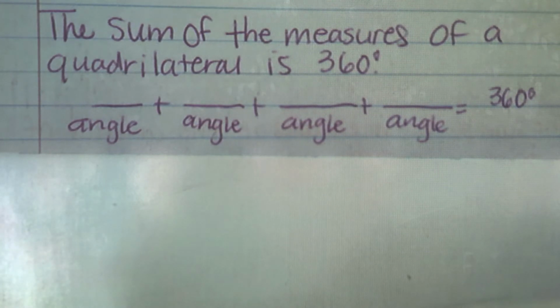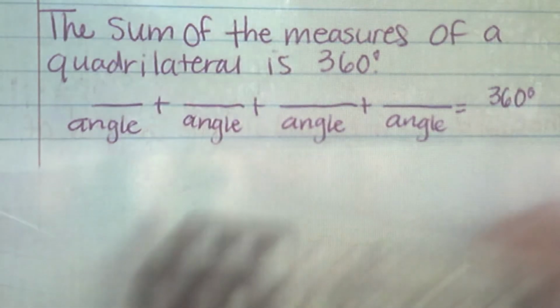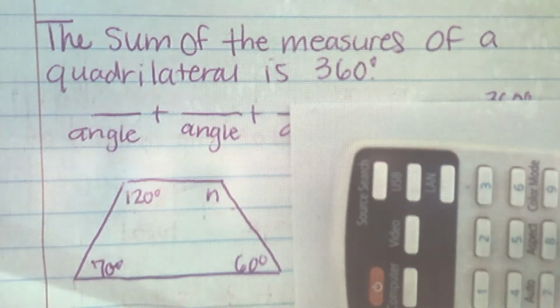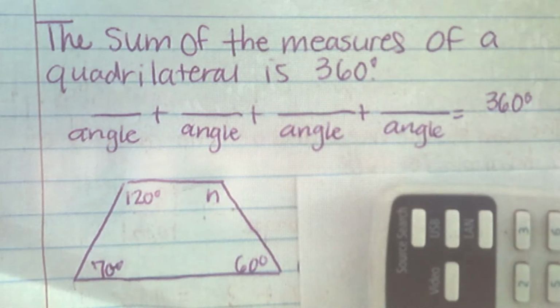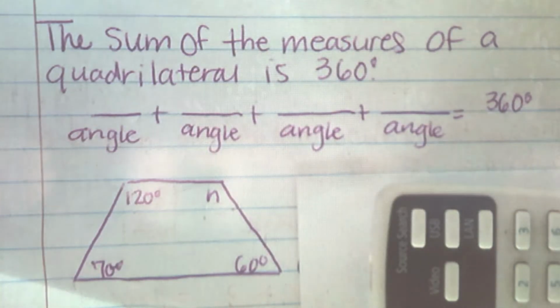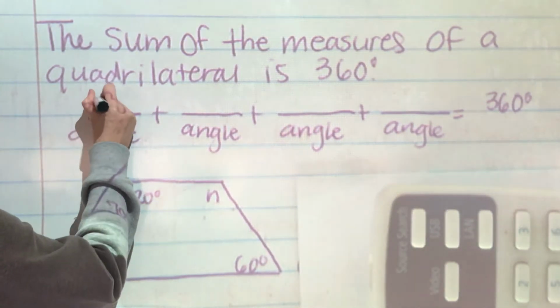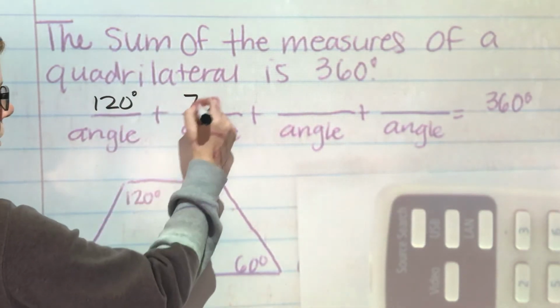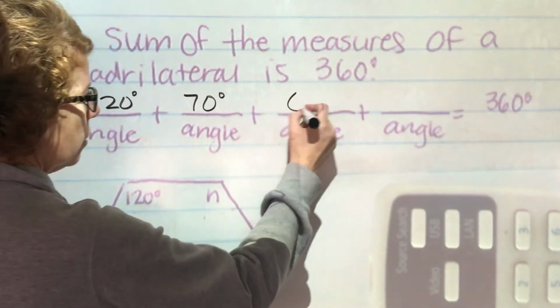We're going to do this the exact same way that you did the triangle, though. You're going to fill in the angles that we do have, add them up, and subtract from 360 to figure out what our missing angle is. So if we take a look here, I have a trapezoid. Let me scoot this down. I can see my trapezoid, and one angle is 120, one angle is 70, one angle is 60. So I'm going to fill those in. There's my 120 degrees, there's my 70 degrees, there's my 60 degrees.